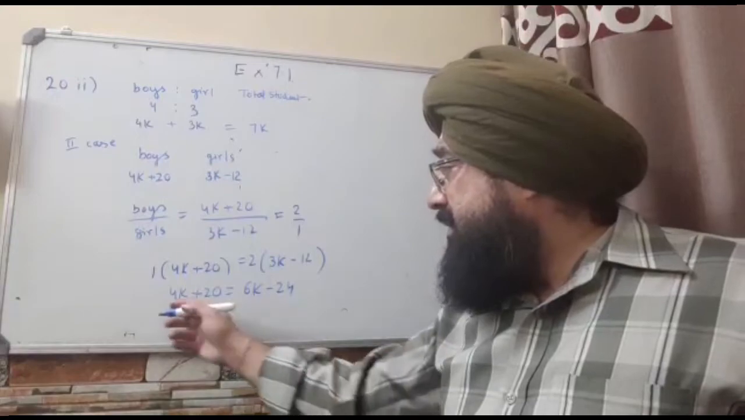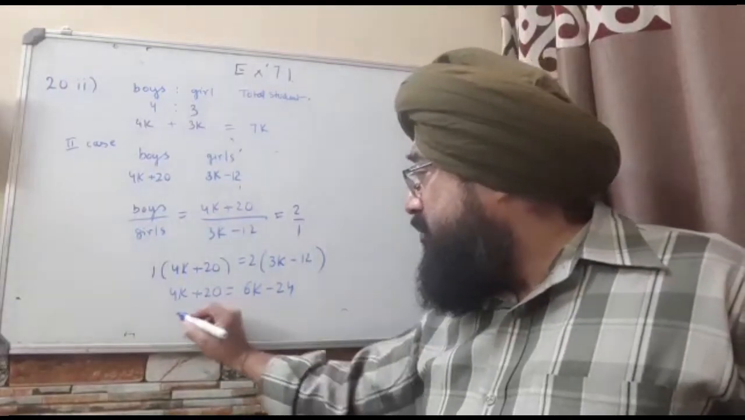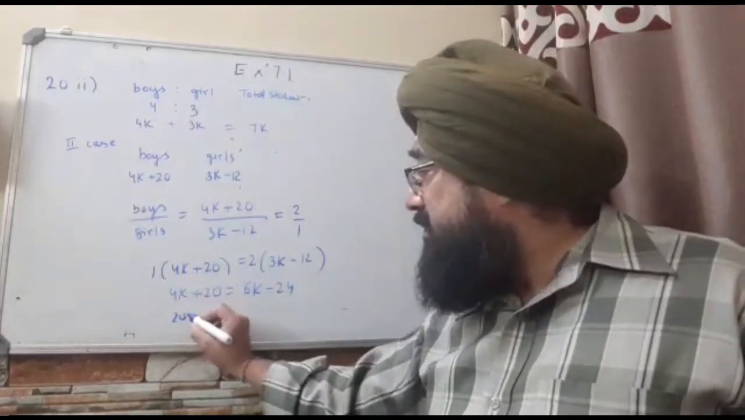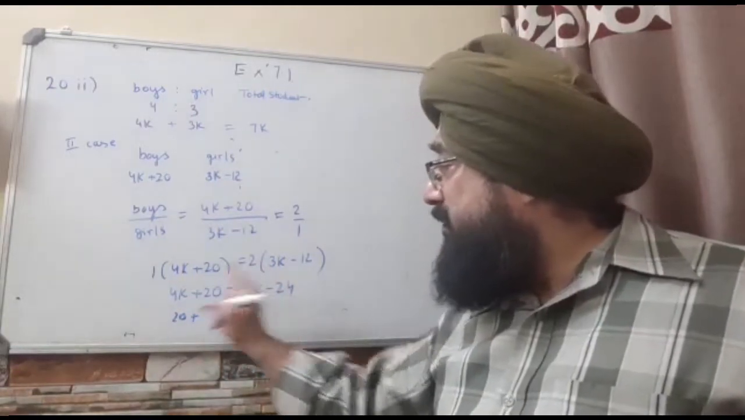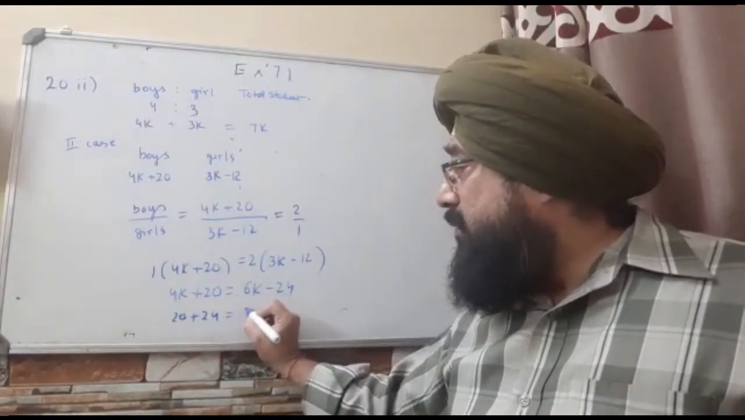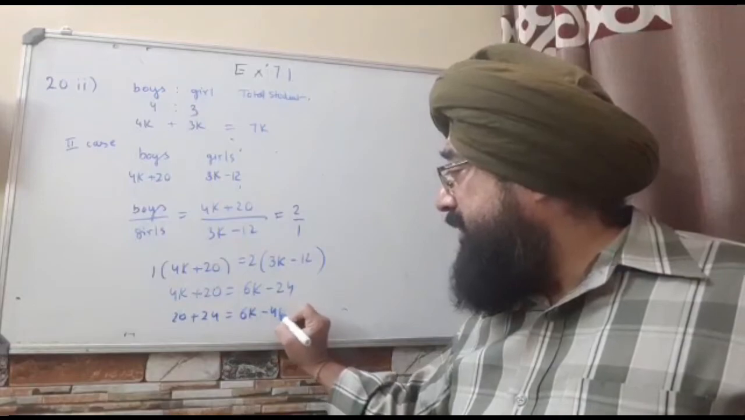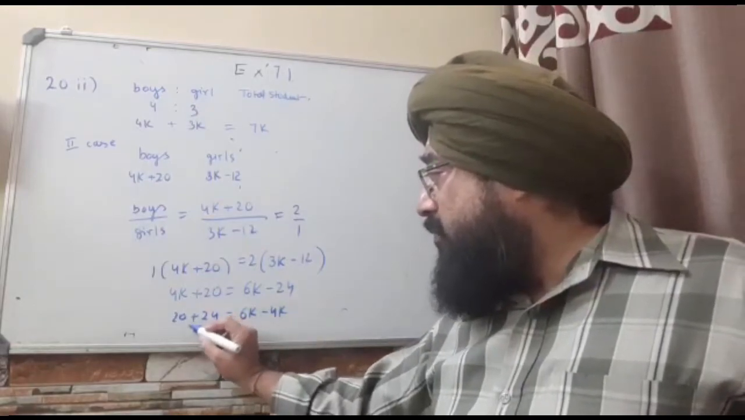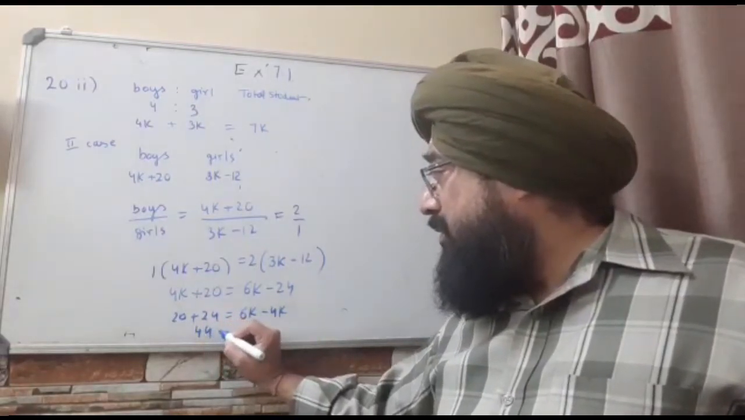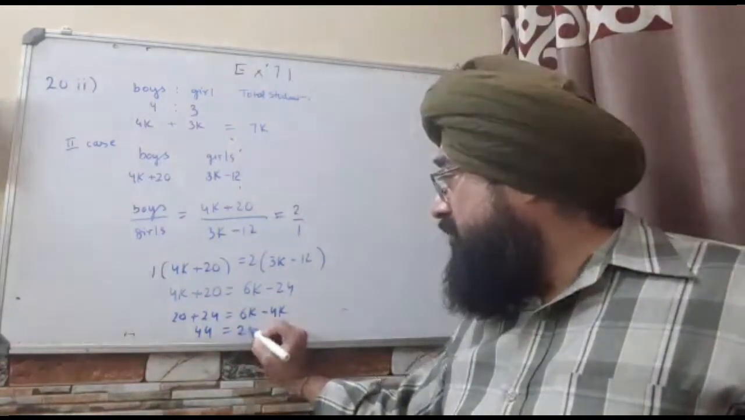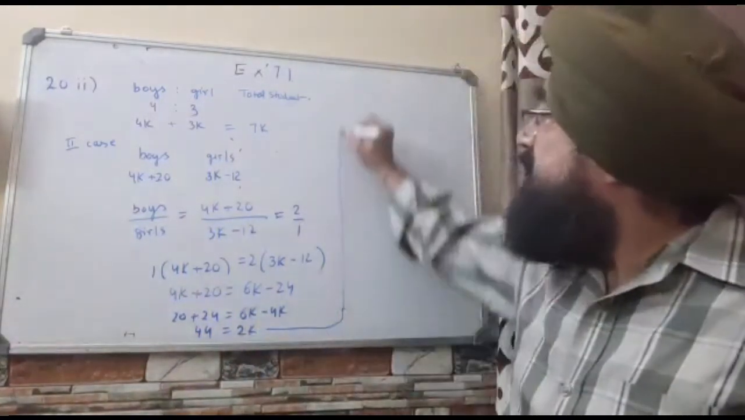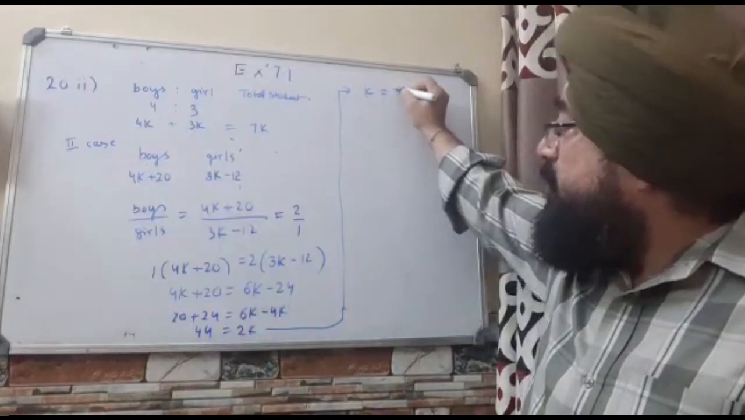So you can see, you can send this 4k this side. So 20 plus 24, when -24 comes this side, is equal to 6k - 4k. 44 is equal to 2k. So this will give you k is equal to 22.